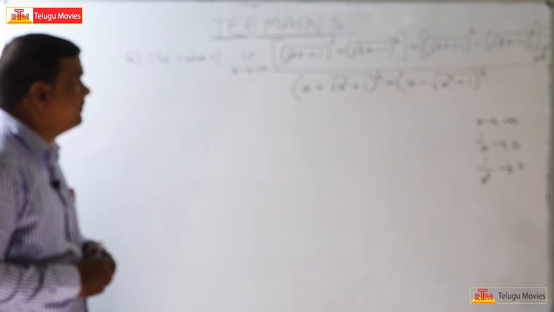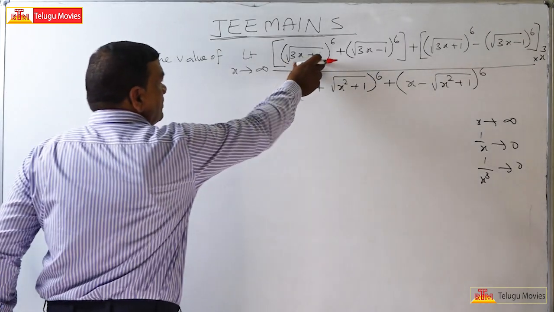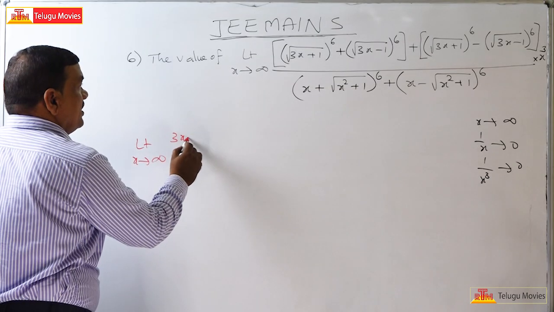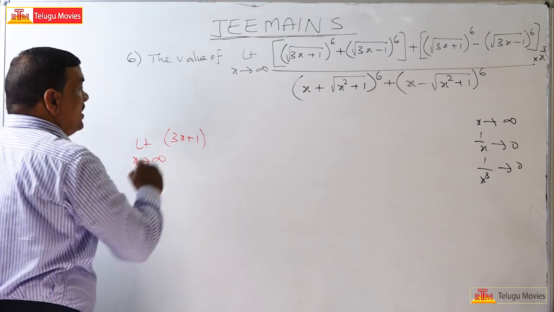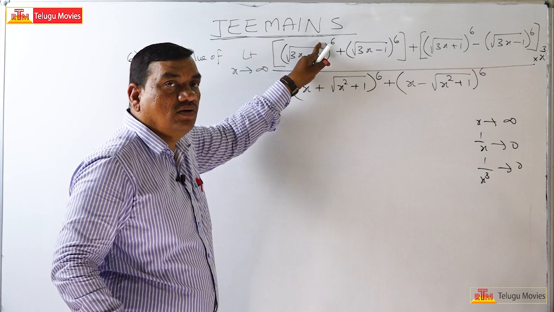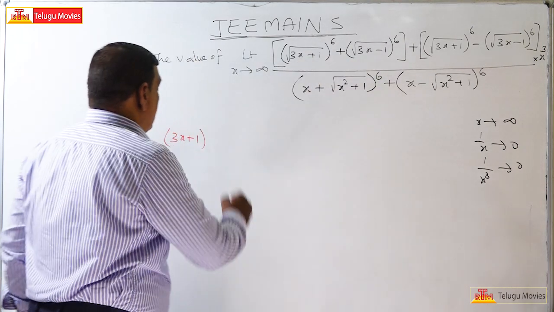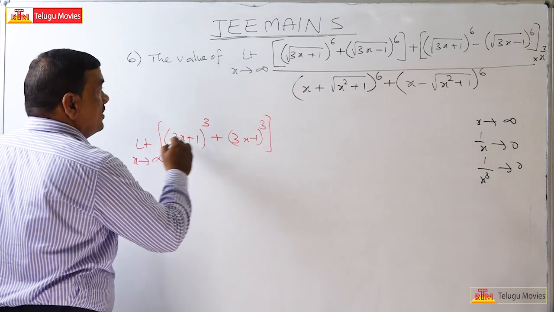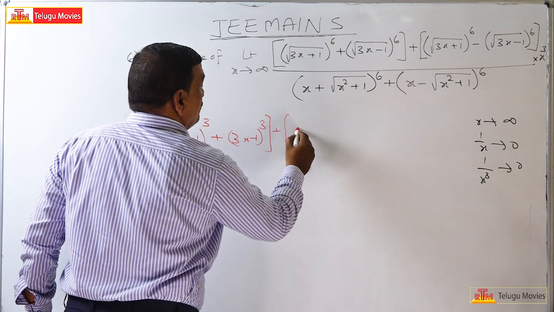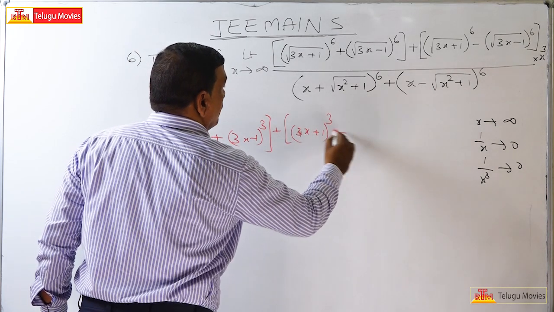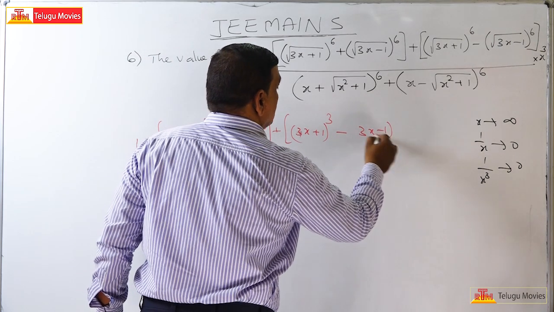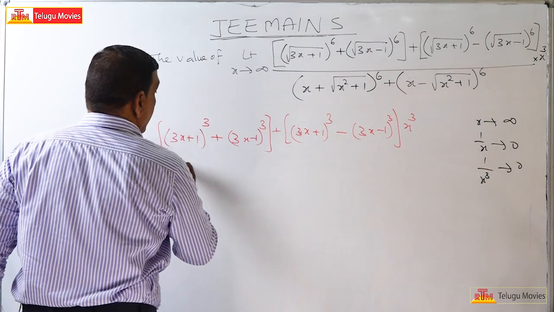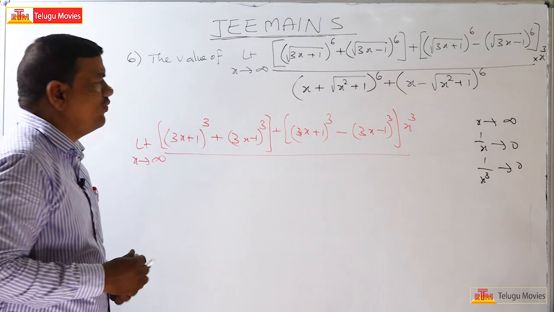Very simple thing: limit x tends to infinity. This is 3x plus 1 whole square, which means 6 by 2, that is 3. So first of all, that is a 3. So this is 3x minus 1 whole cube. That means 3. First we convert like this: 3x plus 1 whole cube minus 3x minus 1 whole cube into x cube divided by this, as it is we write down.